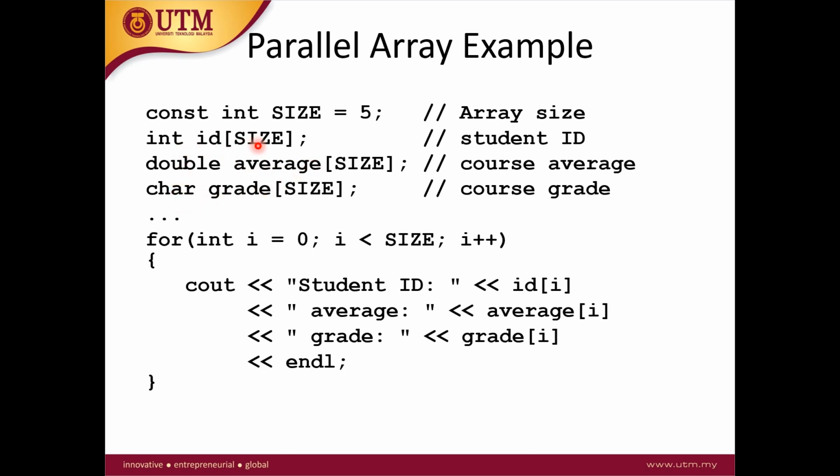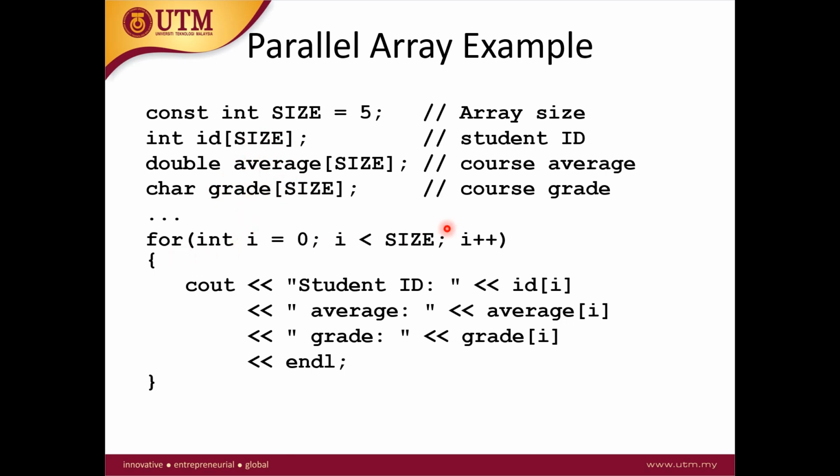So the ID is integer, the mark is double, and the grade, for example, if it's good, very good, excellent, medium, fair, or fail, or whatever, is going to be a character. So those arrays are related to each other. This one is related to this one, while this one is related to the student.